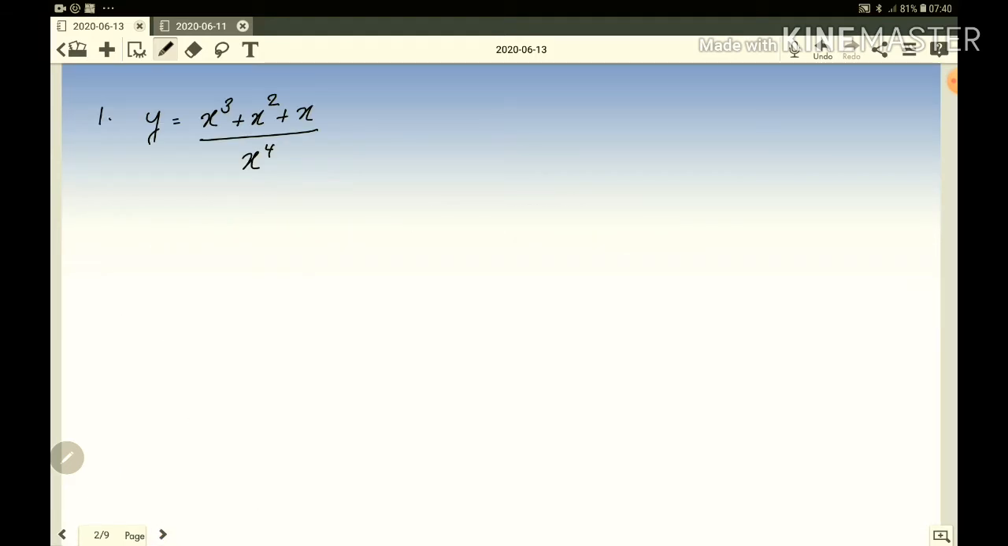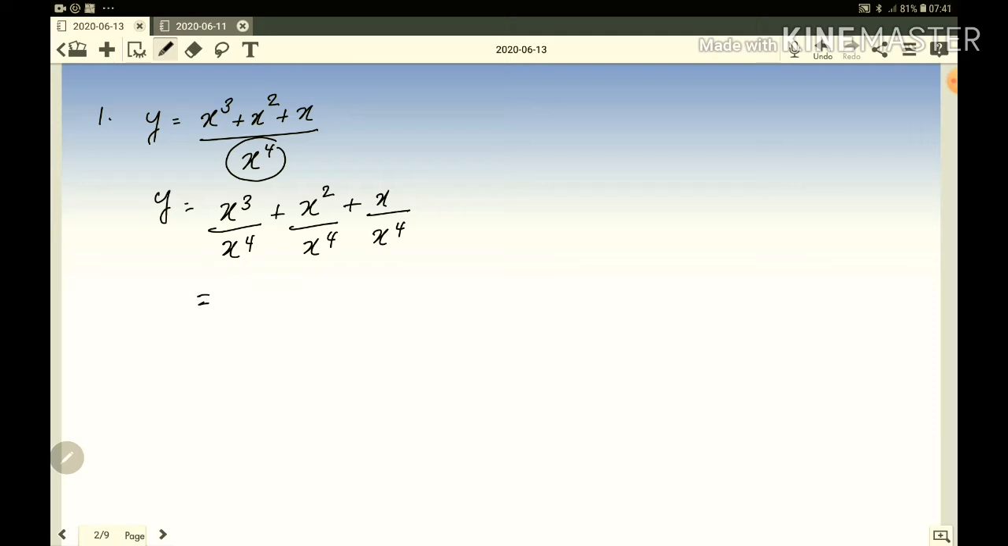Okay, here we can see that the denominator is there in terms of x. So I told you, you have to change it. And this one we can easily change, since the denominator contains only a single term. We call it monomial. A single term, we can separate it like this: y is equal to x cubed divided by x to the power 4 plus x squared divided by x to the power 4 plus x divided by x to the power 4. Because it's a common denominator that is a monomial, a single term, that is why we can separate it.